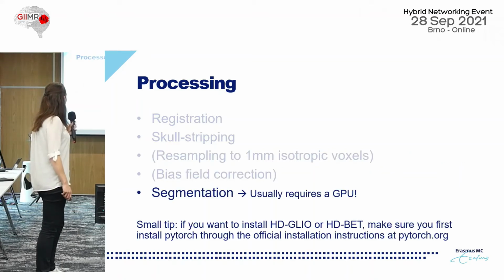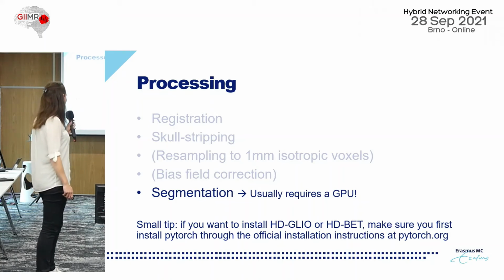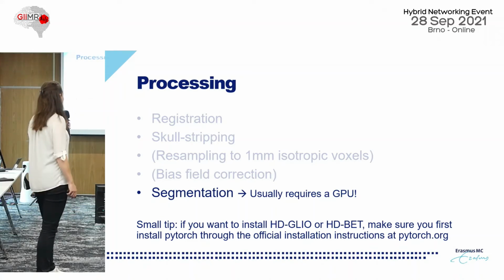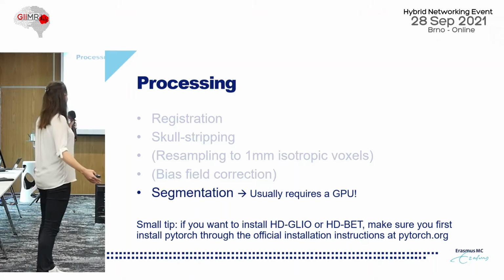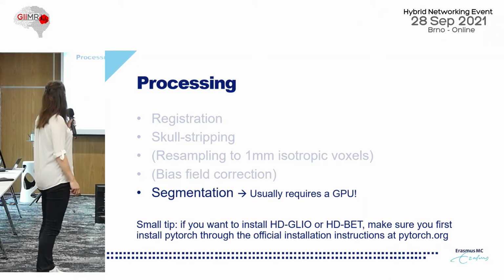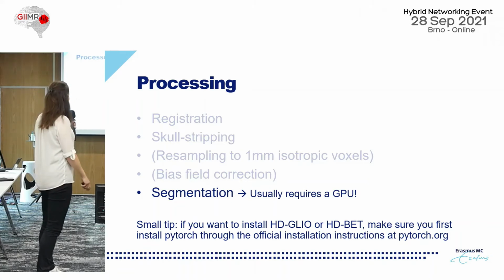And then practical issues for segmentation usually require a GPU, which is a bit of an investment if you don't have access to it. But there's really no fix for that. I think there's no method available that works well that doesn't require a GPU. But of course, you can look at BraTumIA if you really don't have access to one. A small practical tip, if any one of you wants to start working with HD-GLIO, make sure you install PyTorch first through the official installation instructions, or else you will be running into a lot of issues, but that's a small practical tip.